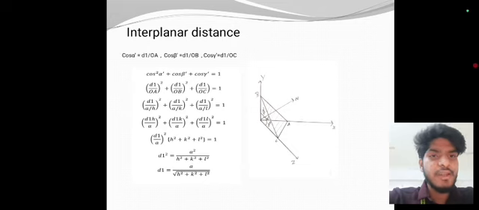Now solve this: we get (d1 h by a) whole square plus (d1 k by a) whole square plus (d1 l by a) whole square equal to 1. Taking common, we get (d1 by a) whole square into (h square plus k square plus l square) equal to 1. Solving this, we get d1 square equal to a square by (h square plus k square plus l square). Taking the square root, we get d1 equal to a by root of h square plus k square plus l square.